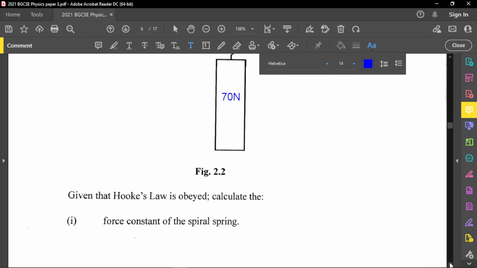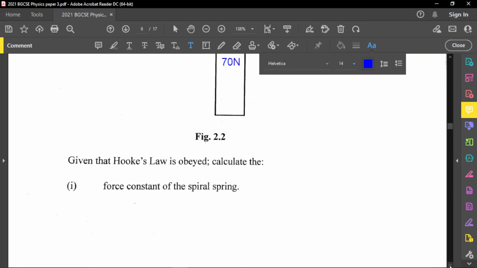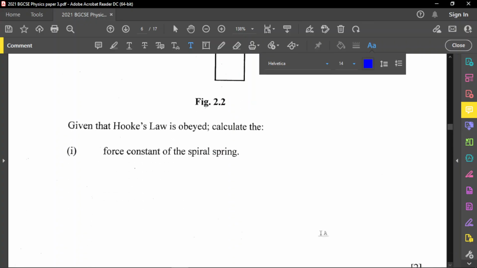It said, given that Hooke's law is obeyed, calculate the force constant of the spring. First, let us point out a formula that we need to use to do this. Force is equal to the constant multiplied by the extension, so F equals k e. Now, to find the constant based on this formula, the constant would be equal to the force divided by the extension. We already calculated the extension up top, thank God.